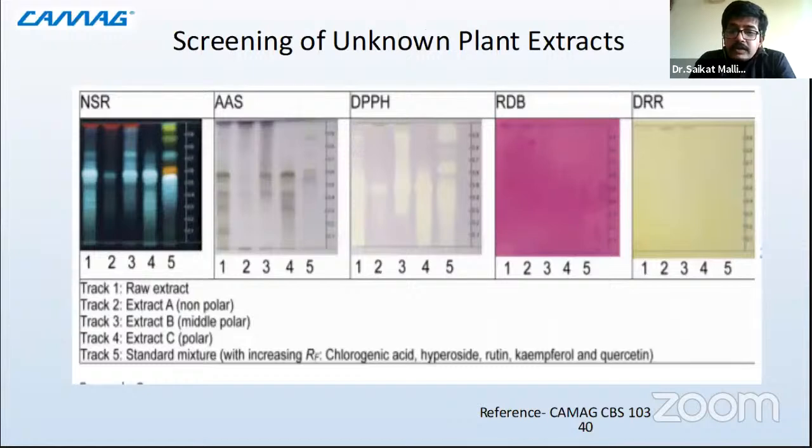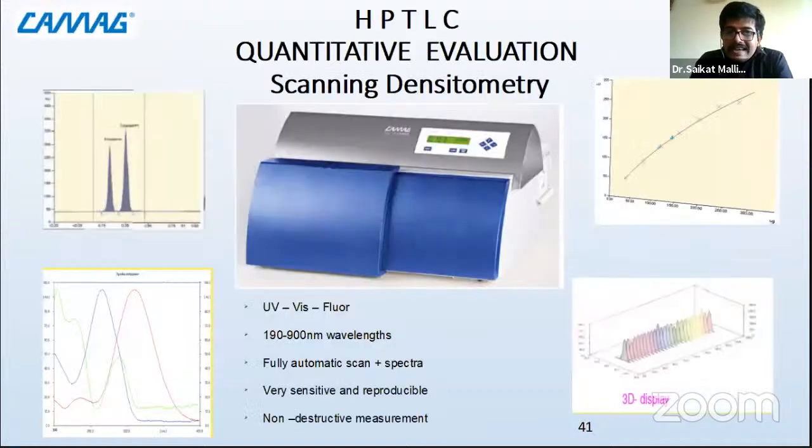Now, when I talk about the bioactivity part, this is an example showing you that the same sample is being screened with different derivatizing reagents, in which one of the derivatizing reagents is used for antioxidant activity, which is DPPH. And as I told you, when we are looking for plant-based drug discovery, this becomes an important tool because on the plate itself, you can screen many samples. So this is one aspect of it.